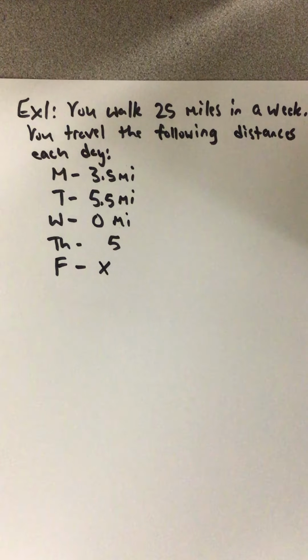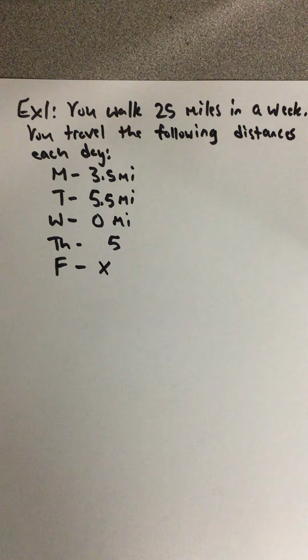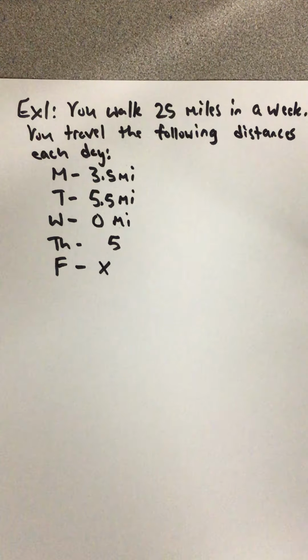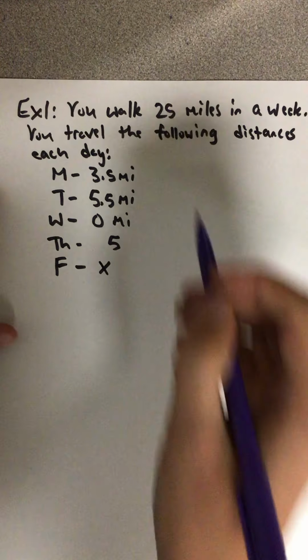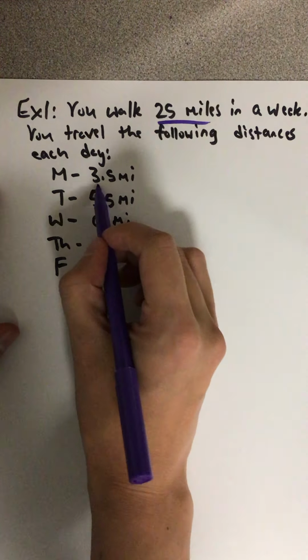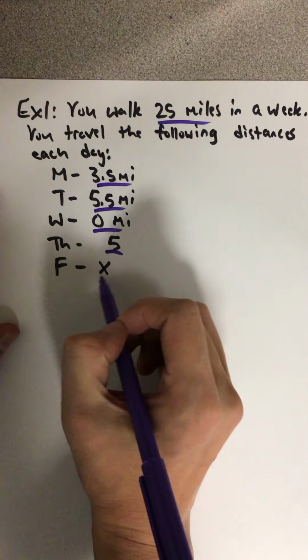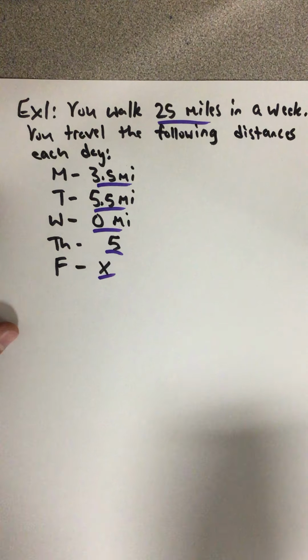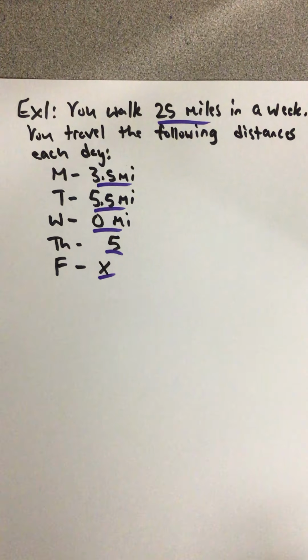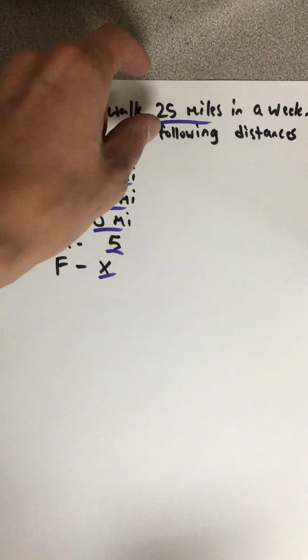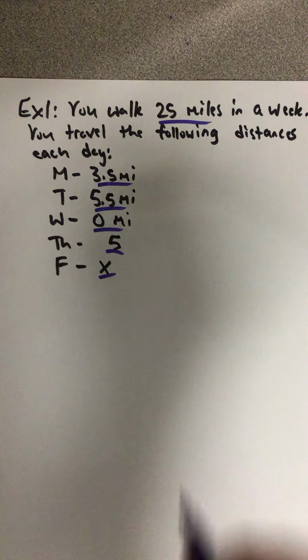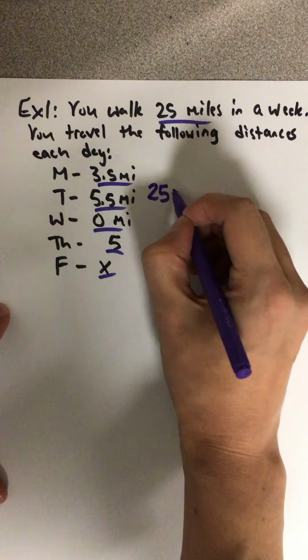And from here, we need to set up an equation that will allow us to solve this. So we need to pull out all of our pieces of information. Pretty much every time you see a number in one of these problems, that's an important piece of information. So we have 25, 3.5, 5.5, 5, and we already know what our question mark is, and that's the x. So we know that these 5 days must sum to 25 because we know we traveled 25 miles in a week. So consequently, we have 25 equals something.